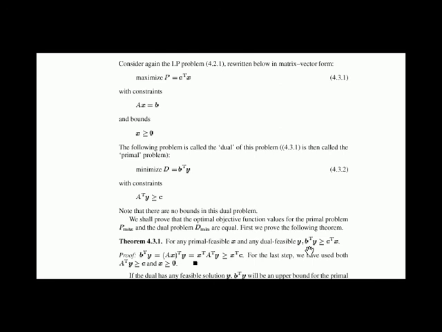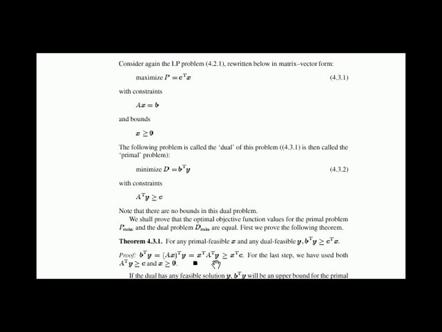That is, all values of B transpose Y are greater than all values of C transpose X. That's easy to prove here. B transpose Y for any dual feasible Y is equal to AX transpose Y because B is equal to AX if X is primal feasible.